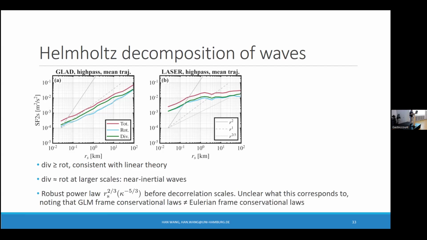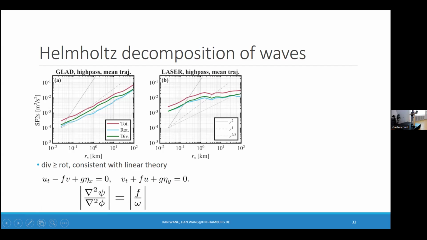following the linear models. So another interesting thing we see is that at larger separations, the divergent and rotational second-order structure functions start to be very close to each other. This is maybe more clear in the GLAD data. In the LASER data, they are kind of comparable across all the scales. So what does it mean if you think about this simple relation between vorticity and divergence for waves? It means that the waves imprinting these second-order structure functions should have frequency that's very close to f. So I think this is an indirect evidence of the imprint of near-inertial waves.